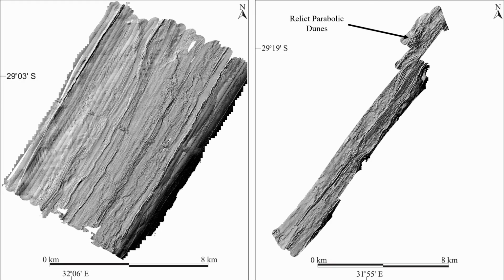Next, we observe a series of relict parabolic dunes. In keeping with dunes, the northern block shown to the left reveals an extensive dune field, which is more clearly seen in the next slide.